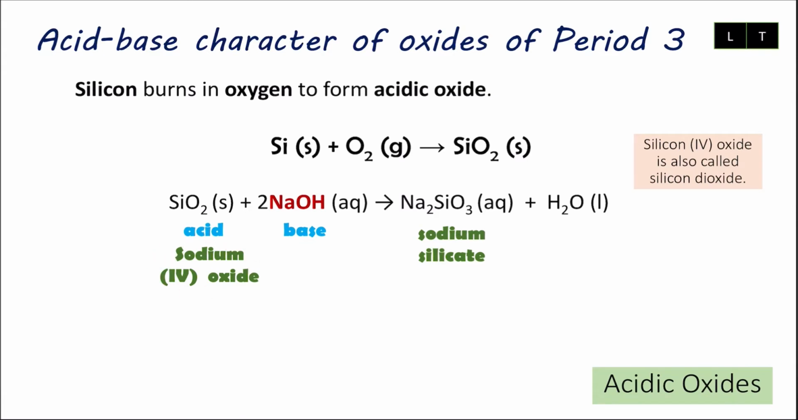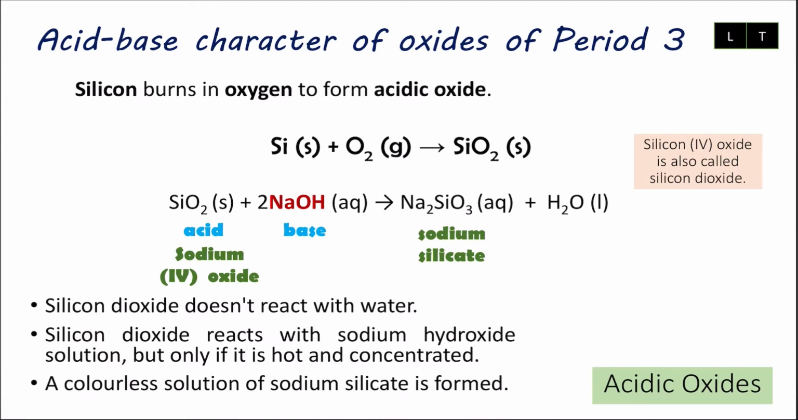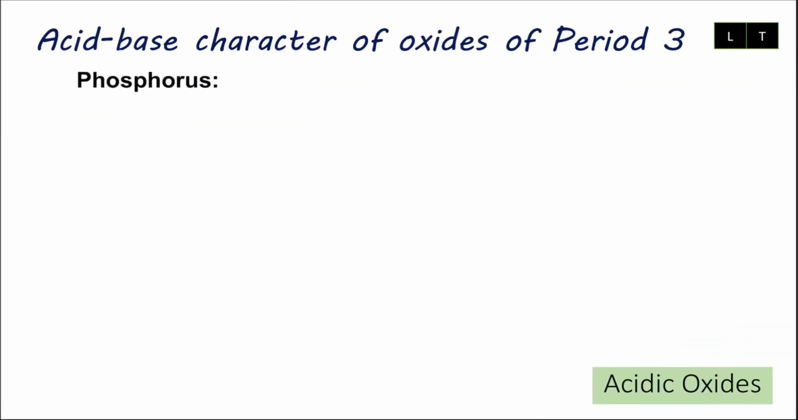But you have to take note here, silicon dioxide doesn't react with water. And it only reacts with sodium hydroxide solution, only if this base is hot and concentrated. So, the colourless solution of sodium silicate, Na2SiO3, will form. Now let's go for the next one.